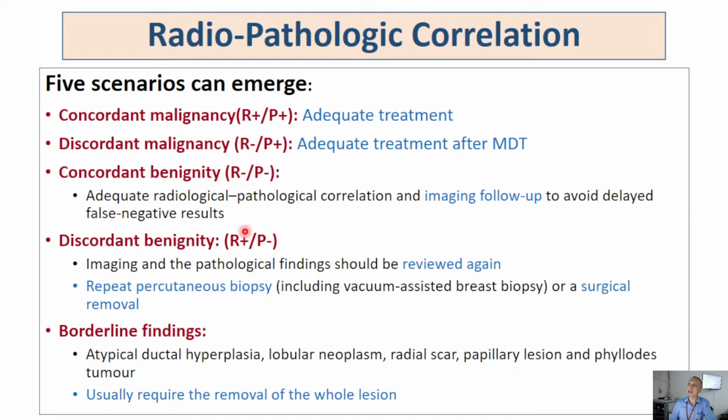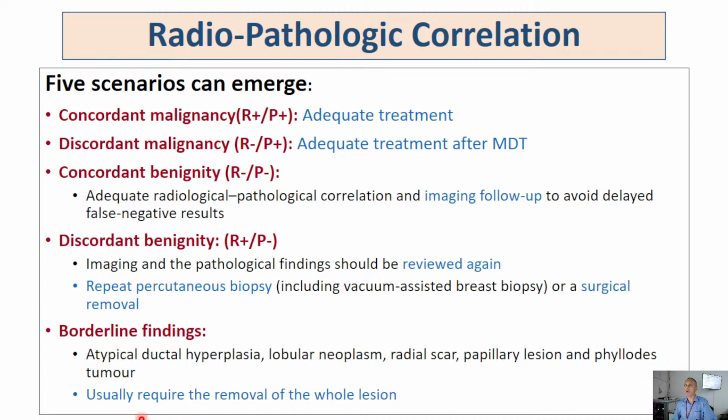Then discordant benignancy is definitely an indication where the pathological finding should be reviewed again, where radiology is saying BI-RADS 5 or 4B, and pathology is a completely benign lesion or negative. You must discuss and see if there is a need for a repeat percutaneous biopsy, and if that's not sufficient, even a surgical excision. And then there are situations where radiology is really limited because of the technique.